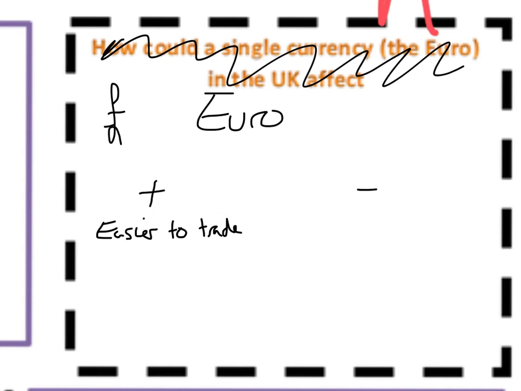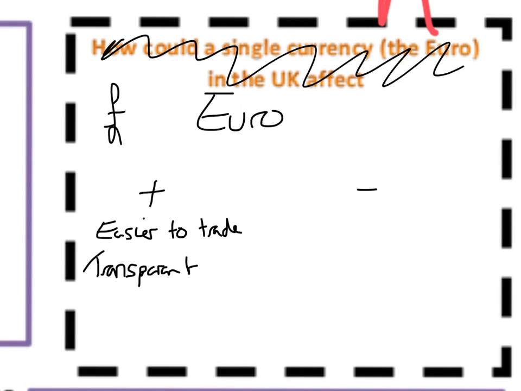So the second thing is, as well as being easy to trade, prices are very transparent. What I mean by transparent is, I can quite easily see what the cheapest price is for me. So for example, if I wanted to buy a pair of shoes, I could see that in France the shoes are cheaper than in the UK, whereas at the minute I can't really see that because in France it's euros, whereas here it's pounds.